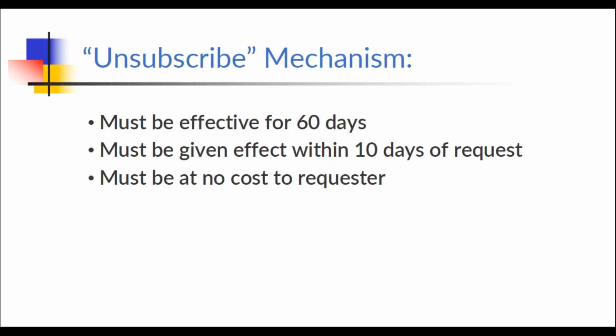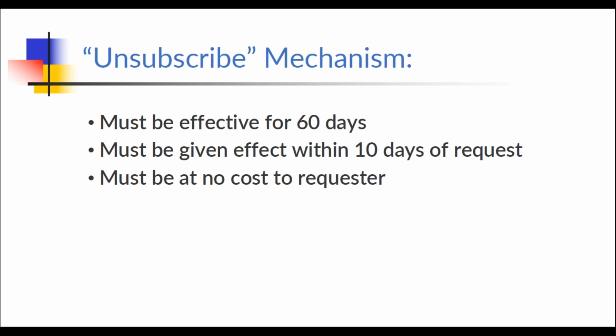The other thing you need to know about the unsubscribe mechanism is it's got to be effective for 60 days. That means that in the 60 days following the sending of that email, that person can go back and unsubscribe. So maybe they don't want to unsubscribe now, but 20 or 30 days later, they say, you know what, I don't want to get any more emails from that. I'm going to unsubscribe. So if you're providing a link to click to unsubscribe, that link has to still be effective, and they have to be able to access it in the next 60 days.